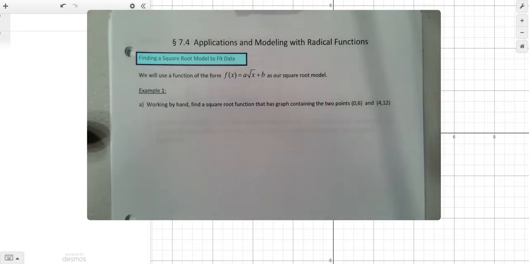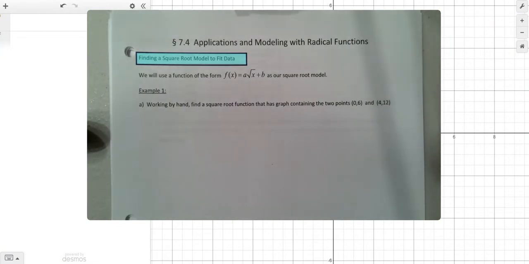We have reached the last section of the course. In section 7.4, we're going to be looking at applications and modeling with these radical functions that we've been talking about. And we'll start by finding square root models to fit data.